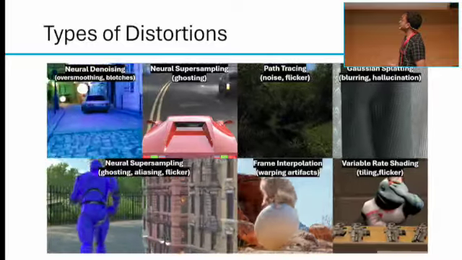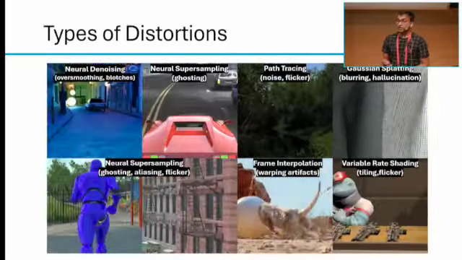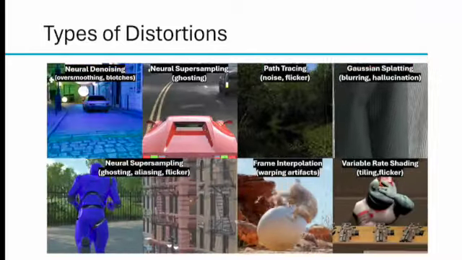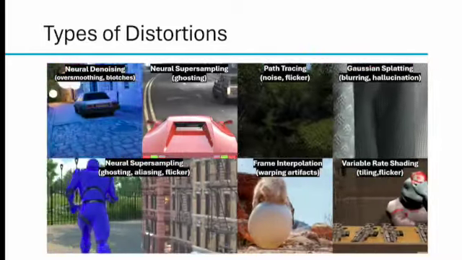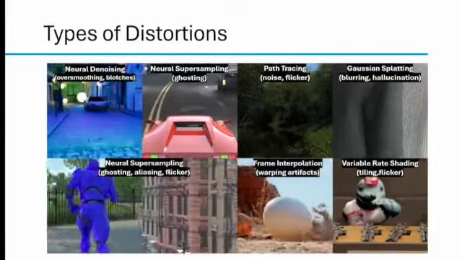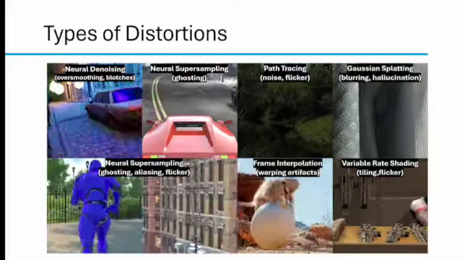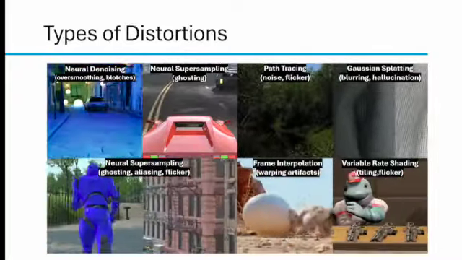Here are the 6 rendering techniques we used in our data set. We used neural partitioning pyramids for neural denoising. We used XeSS for neural supersampling, just vanilla path tracing, Gaussian splatting, NVIDIA frame rate up conversion for video interpolation, and ALZAR for variable rate shading.